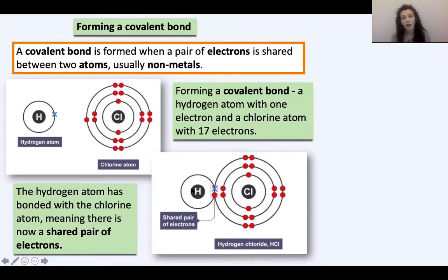Okay, and you can see that hydrogen will now be stable because it has this outer shell, because this is the first shell, it has 2 electrons in it. And chlorine will be happy too and stable because it now has 8 electrons in its outer shell. And this forms the covalent compound hydrogen chloride. And we can see the formula for hydrogen chloride there is HCl.